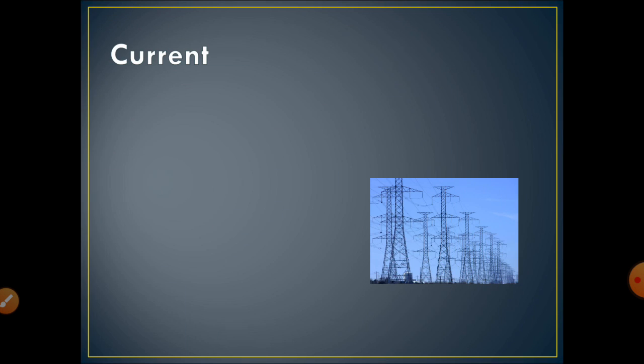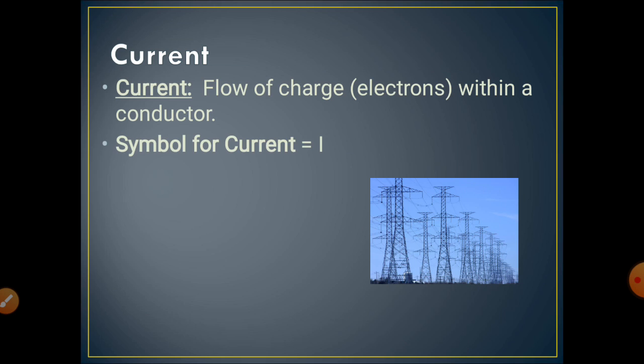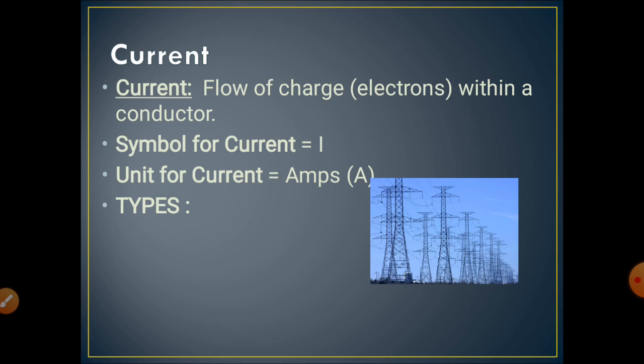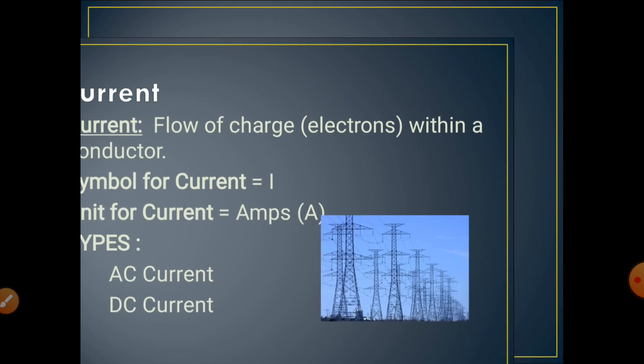Next one is current. Current is nothing but the flow of free electrons in a conductor. The symbol for current is I, and the unit for current is ampere, amps. There are two different types: first one is AC, second one is DC. AC means alternating current, DC is direct current.